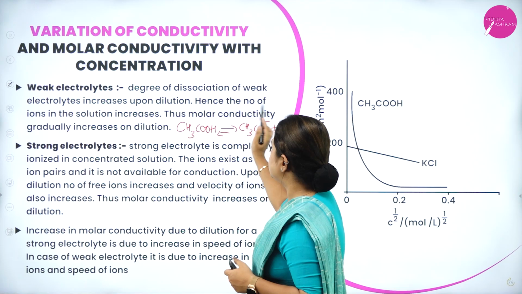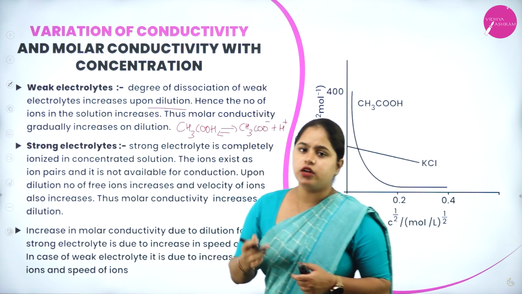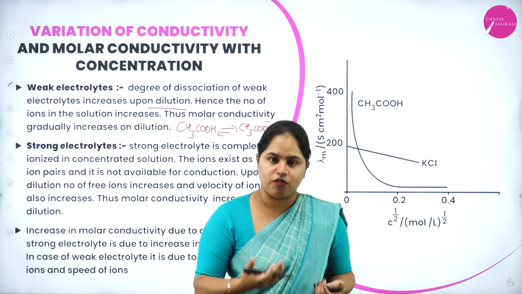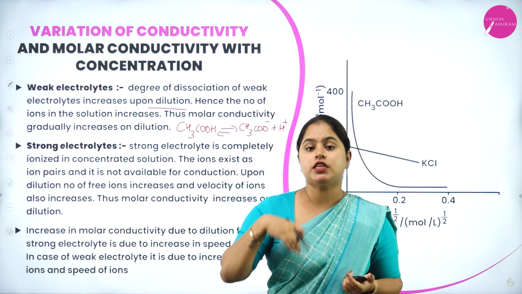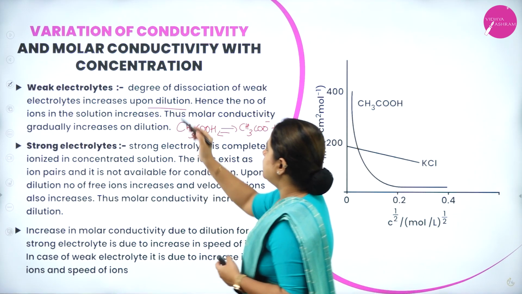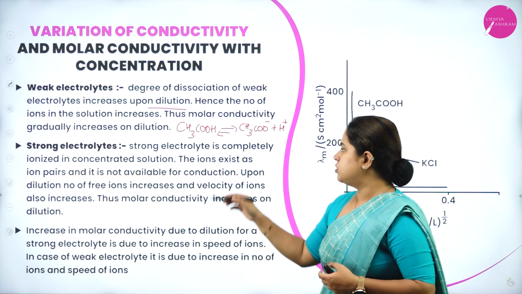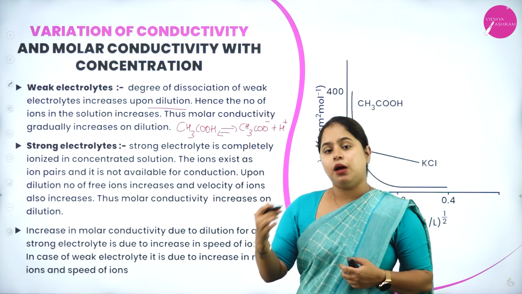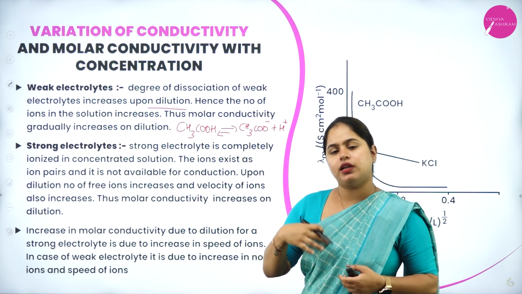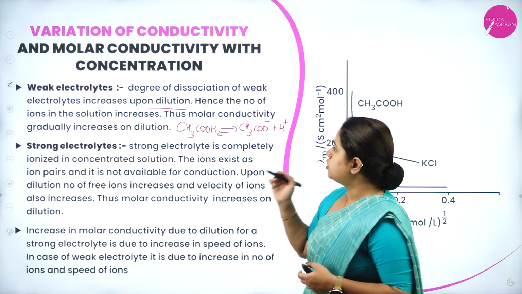Now, the degree of dissociation of weak electrolyte increases upon dilution. Now, what we are going to see is the reason why, because the molar conductivity is going to increase with dilution. So, what is happening here in a weak electrolyte? The degree of dissociation of weak electrolyte increases upon dilution. So, this is an example of a weak electrolyte. I am going to add more water to it. So, what happens? It will become more diluted. When more diluted, what is going to happen?